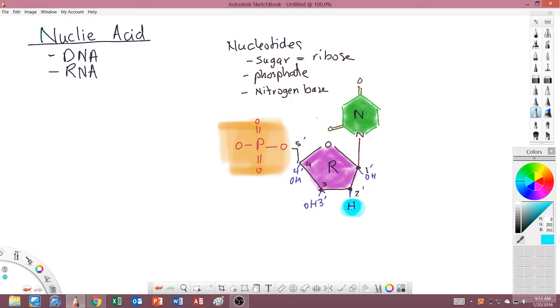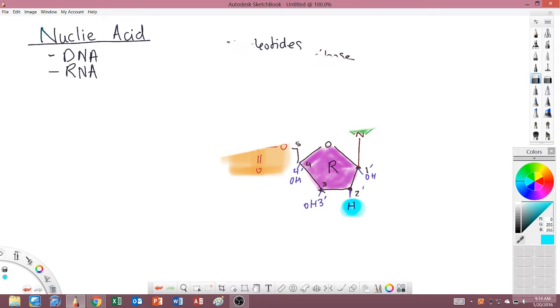So at position 2, prime 2 of the ribose sugar, if there is OH, it's ribose. If it's H, it's deoxyribose. It's still sugar, it's still ribose, but without oxygen. So what would you call it? Without oxygen ribose sugar. So you call it deoxyribose. Only for prime 2. The only place where DNA will have H instead of OH is prime 2 position. Everything else will stay the same. Let me just draw it for you. You guys know this by now.